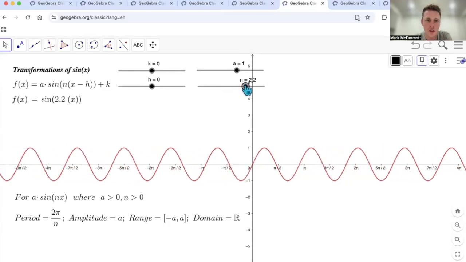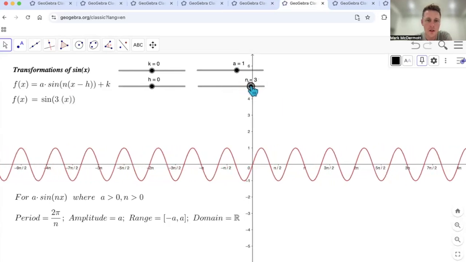So if we change n, if n is large, everything gets squished in this direction. So if n is 3, we get sine of 3x. And this is what's known as a dilation by a factor of 1 on n from the y-axis. Remember, y-axis this way, so we're sort of compressing it and stretching it that way.